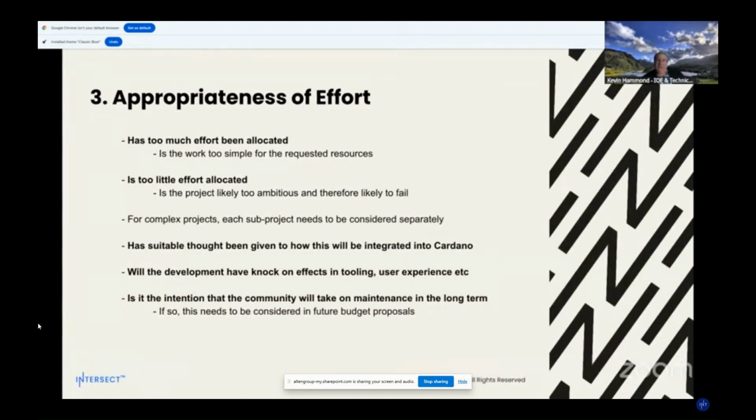Then you need to consider the appropriateness of the effort. Has the project allocated too much effort? Is it bloated? Conversely, is too little effort allocated, making the project almost impossible to complete? And you need to consider this for each of the sub-projects as a whole, if there are sub-projects. Has suitable thought been given to how this will be integrated in Cardano? What about knock-on effects in tooling, user experience, etc.? Have they been considered? And is it the intention the community will take on maintenance in the long term? Because if so, there's an impact either in the current project or in future budget proposals.